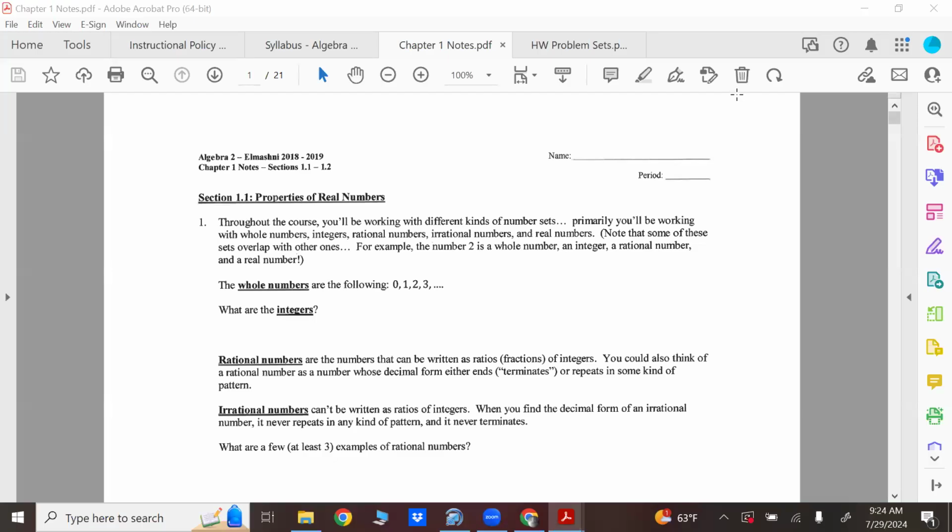Okay, cool. So section 1.1, properties of real numbers. Throughout the course, we'll be working with different kinds of number sets. Primarily we'll be working with whole numbers, integers, rational numbers, and real numbers.